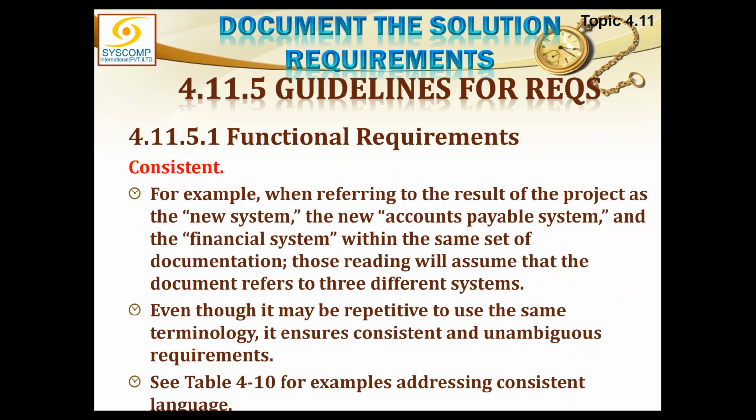For example, when referring to the result of a project as the new system, the new accounts payable system and the financial system, at one place you say new system, at another place you say accounts payable system, and at another place you say financial system. When you mean the same thing, use one word. One term should be used everywhere within the same set of documentation. Readers will assume that the document refers to three different systems, but we are not referring to three different systems. These are all the same system. So why don't you call it the accounts payable system?